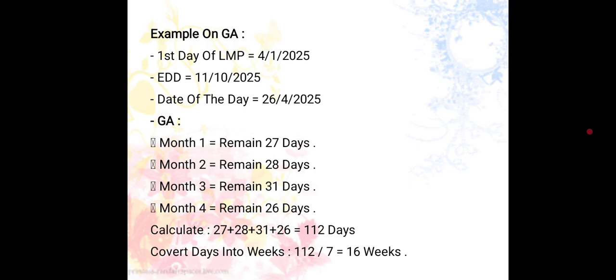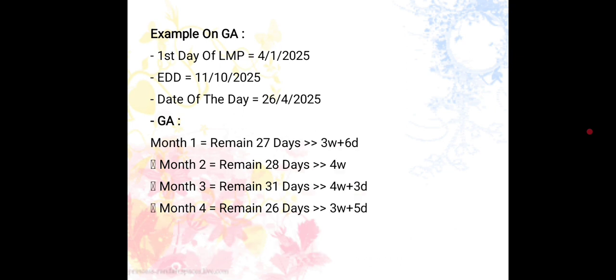From this point, we have 2 choices. Either subtract the remaining days in each month and divide it by 7 to convert it into weeks, or convert every individual month into weeks, then add this number of weeks and days to reach the gestational age.